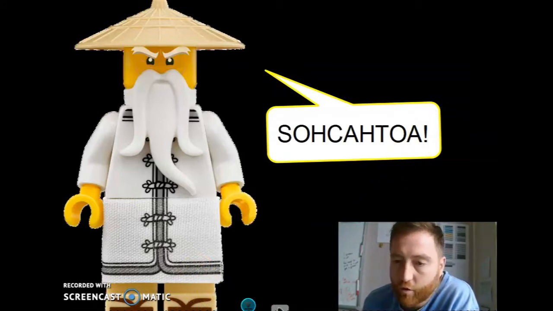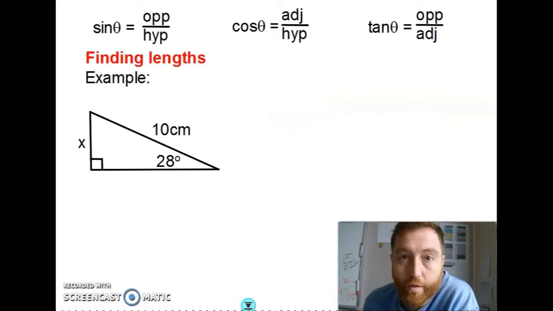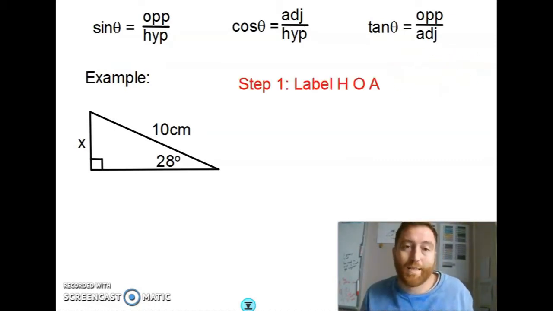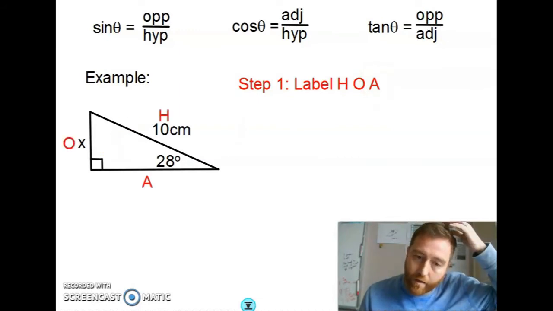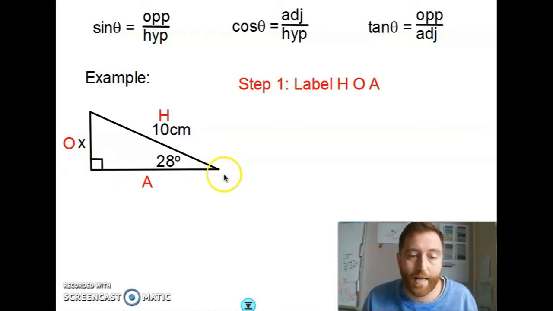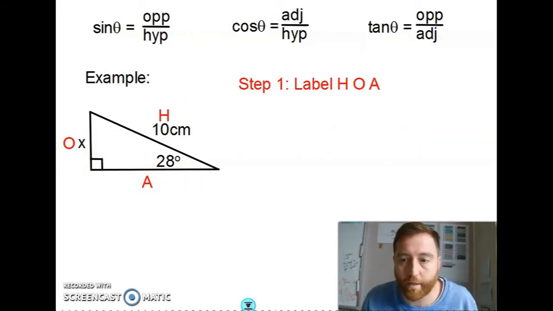What he said, SOHCAHTOA, remember it. Here's our first example. Let's put this into practice. This is the first sort of proper trig question we're going to do. Our first step is to label up that triangle, like we did earlier: hypotenuse, opposite, adjacent. In this case, the hypotenuse is the 10 centimeters, the opposite is x, and the adjacent is next to it. We label it up, always the first step.